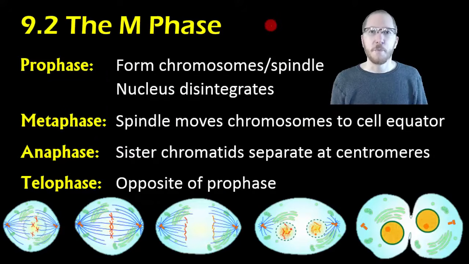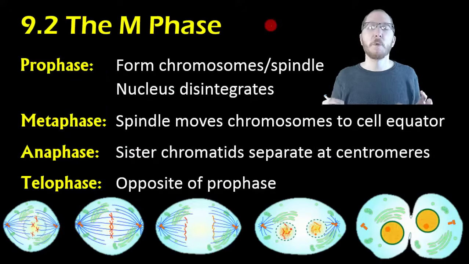Welcome to section 9.2, where we're going to focus a little bit more in depth on that M phase we talked about of the cell cycle. So the part where we're going to divide the nucleus up and divide the cytoplasm. So starting off, we've said mitosis is going to be nuclear division. So it's going to take us from having one nucleus in a cell to two.